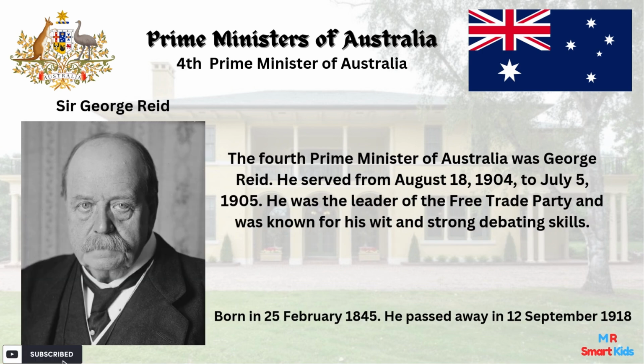The fourth Prime Minister of Australia was George Reid. He served from August 18, 1904, to July 5, 1905. He was the leader of the Free Trade Party and was known for his wit and strong debating skills. He was born on February 25, 1845. He passed away on September 12, 1918.